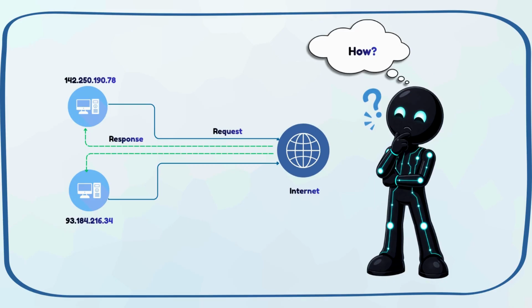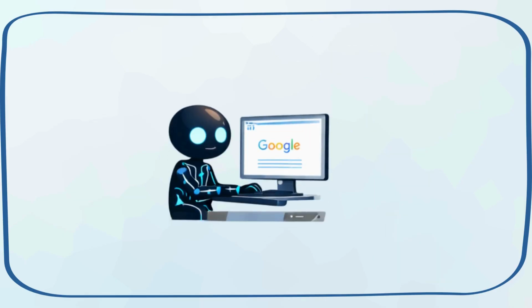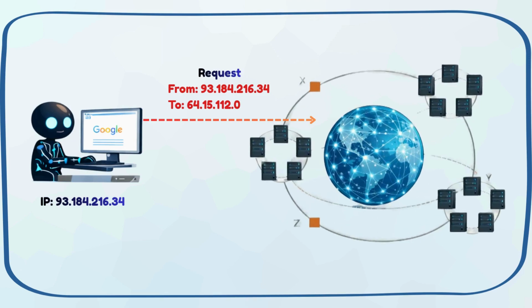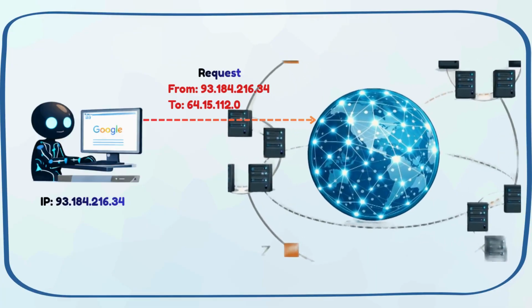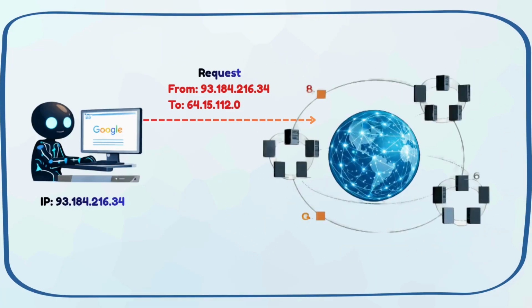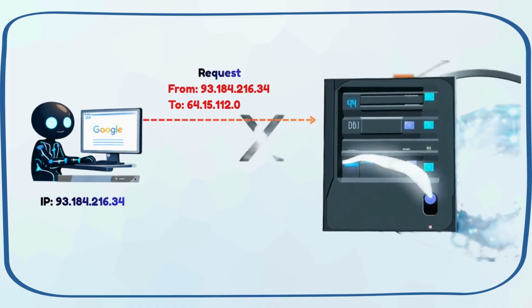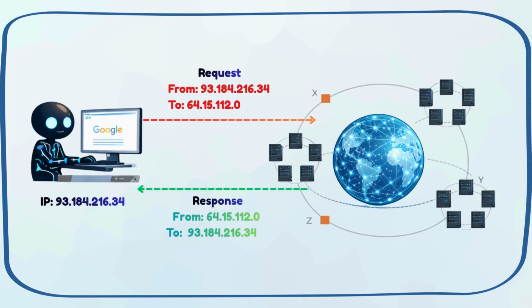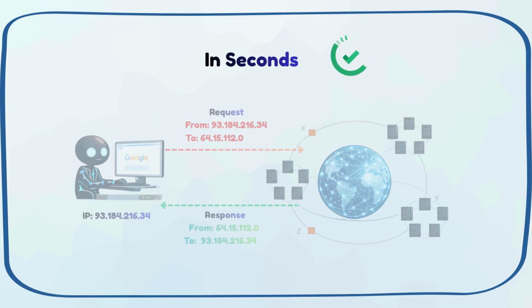So how does this actually work? When you try to open a website, your device sends a request across the internet. This request includes information about where it is coming from and where it needs to go. The data then travels through multiple networks, kind of like moving through different roads in a city until it reaches the correct destination. Once the website's server receives the request, it sends the data back to your device. All of this happens in a fraction of a second, which is why everything feels so fast.